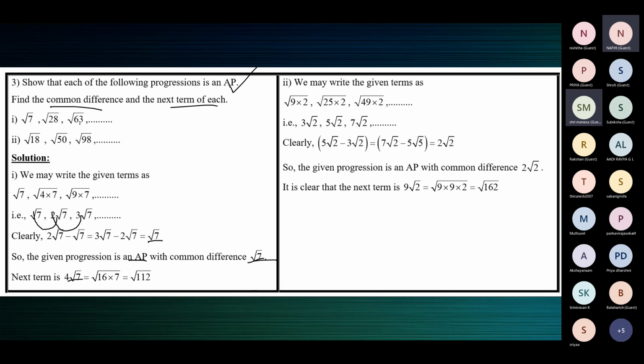But since the numbers in the sequence are pure surds, don't leave it as 4 root 7. 4 inside the square root will be 16. 16 into root 7, which is root of 112.